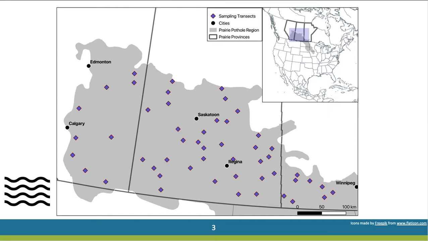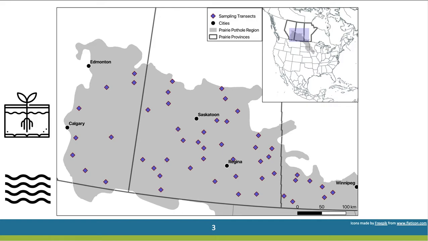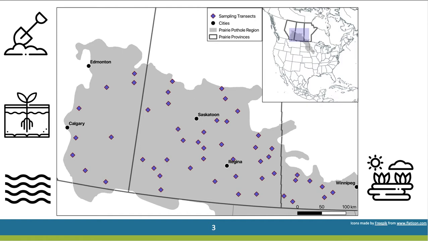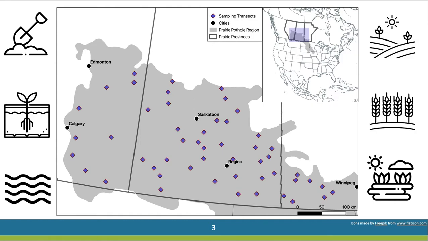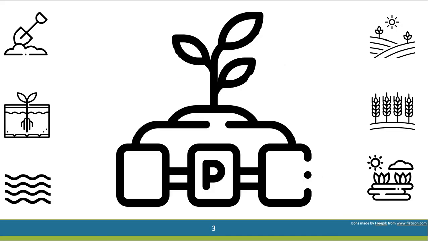Now we sampled pond water in these wetlands, we looked at sediment properties and soil properties to see how much clay, how much carbon was found in these sediments, how saline our water is. But we also looked at how big our wetlands are and what's growing beside them, and where they are located in the prairies, because they don't all look the same. But most importantly, we did look at phosphorus.